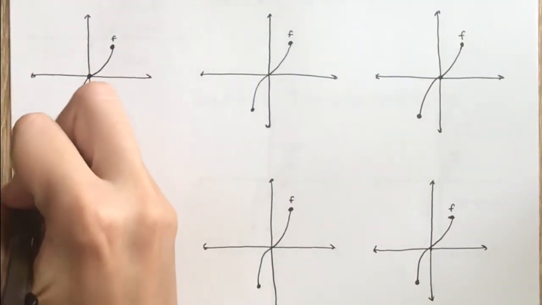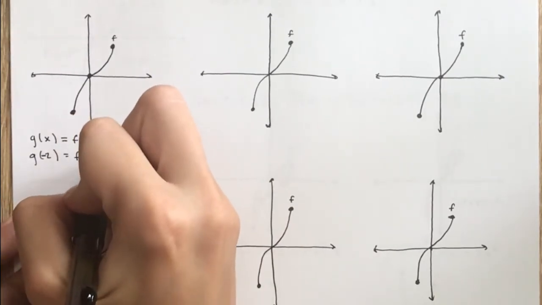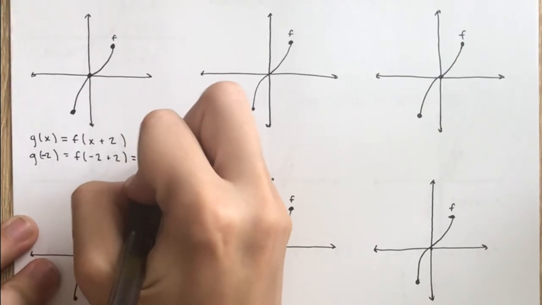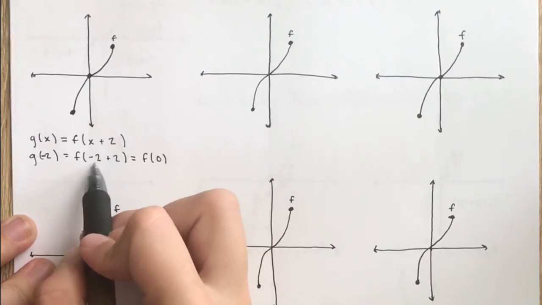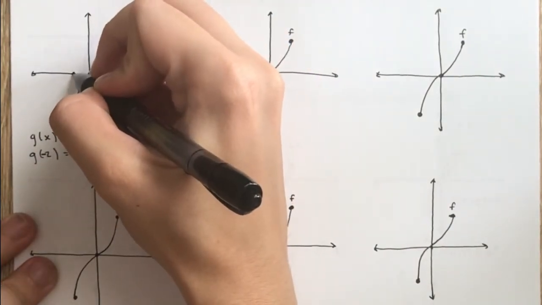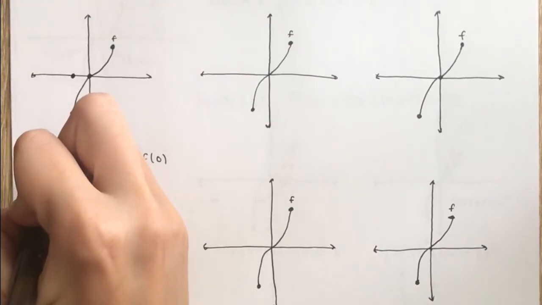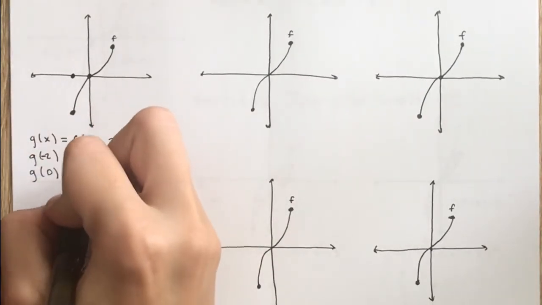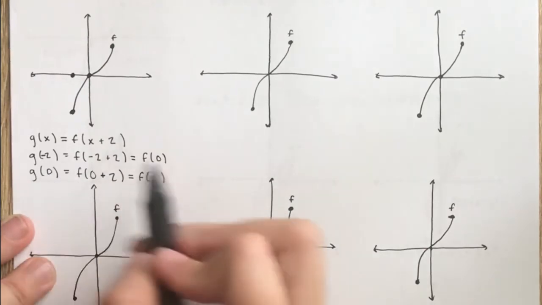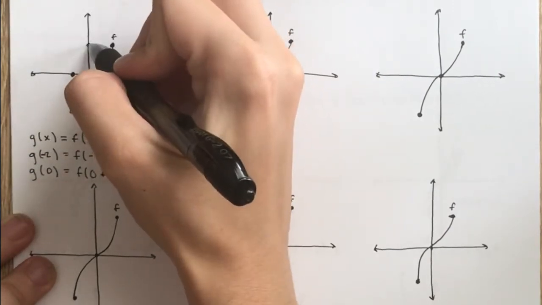So let's see what happens at g of negative 2. At g of negative 2, we have f of negative 2 plus 2, which gives me f of 0. So instead of using the output value from negative 2 like we were doing last time, we're actually using the output value of f of 0. So now at negative 2, the function g has an output of 0. What happens at g of 0? At g of 0, we've got f of 0 plus 2, which is f of 2. So our output value at g of 0 is f of 2. F of 2 is 8. So at 0, now our output is 8.